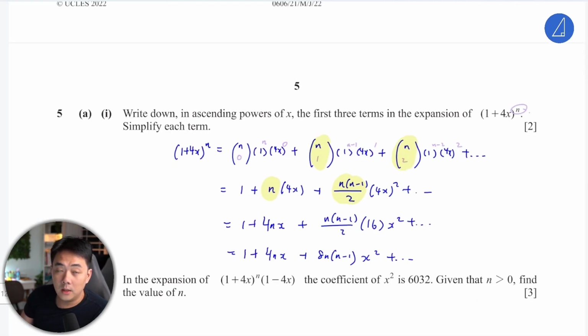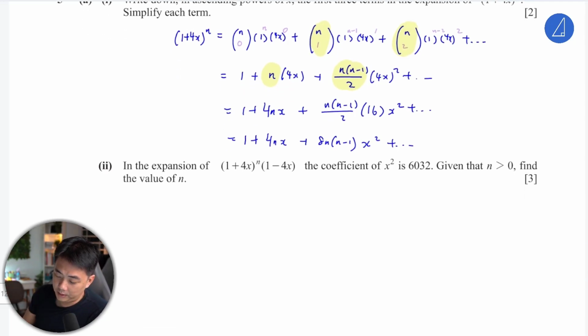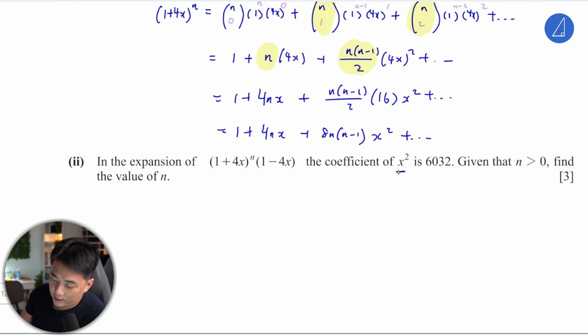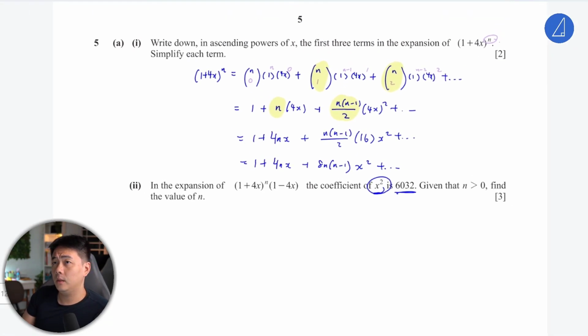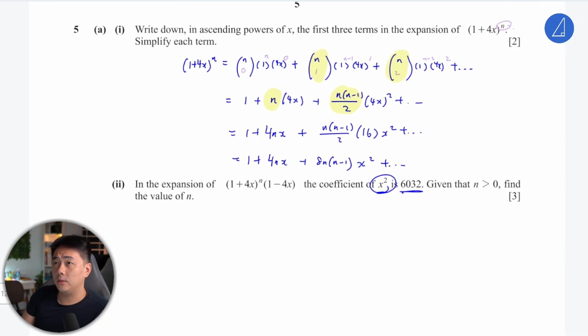All right, so this is how we do the first part here. After which, in this expansion, the coefficient of x squared is 36032. Given that n is bigger than 0, find the value of n. Okay, so let's see how we can do this.